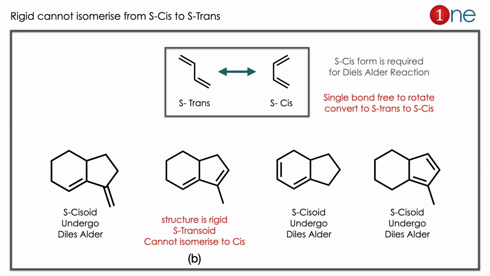Here, the same fact: you have to convert into S-cis form. If you look at A, it's S-cis form, so it will undergo. If you look at C, it is also S-cis form, it will undergo. If you look at D, it is also S-cis form. Only our answer is B, which is S-trans form. It will not undergo Diels-Alder reaction.